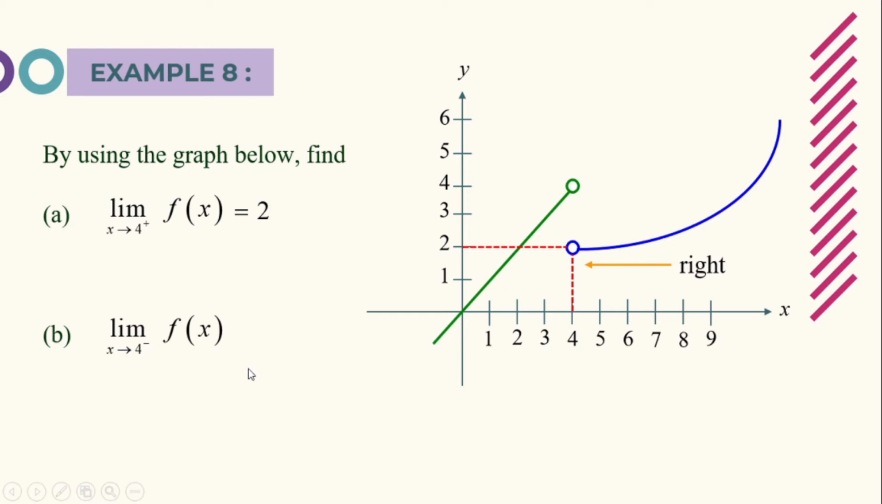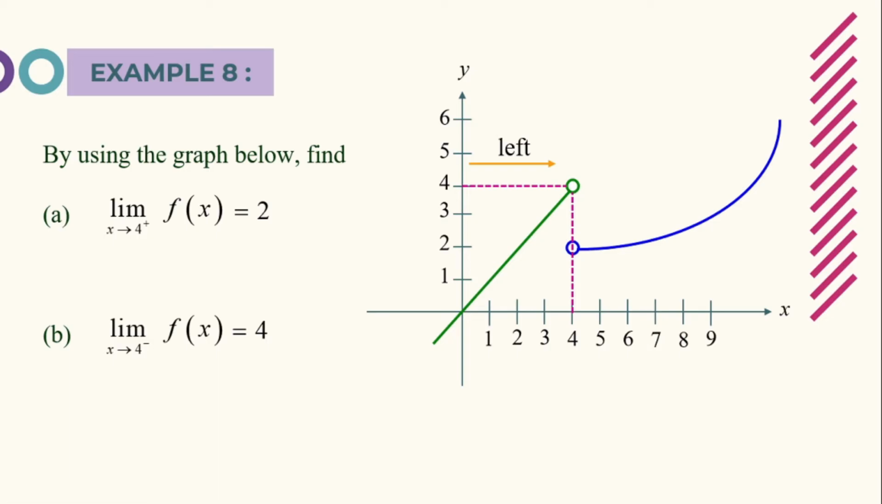Next, B. Now we stay to the left of x equal to 4. Here we notice that as x goes closer and closer to 4 from the left, f(x), or this green line, is moving up and approaching 4. Therefore, the limit of f(x) as x approaches 4 from the left is 4.